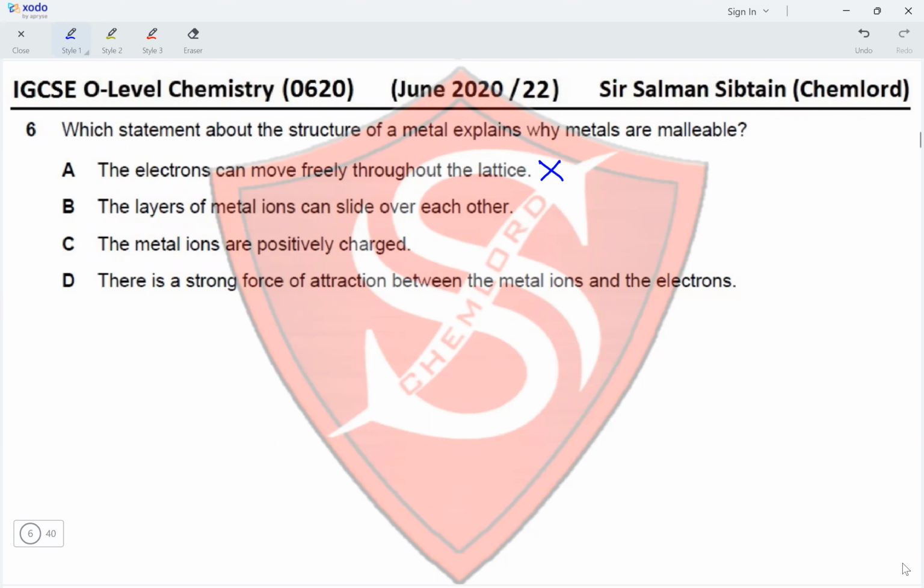The layers of metal ions can slide over each other. Yes, this is correct. And this is why they can be drawn into shapes, which means they are malleable. Next, the metal ions are positively charged. Yes, because they are more electropositive, but not an explanation of why they are malleable. And there is a strong force of attraction between the metal ions and the electrons. Yes, this is known as the metallic bond, but not an explanation of why they are malleable. Therefore, B is the correct option for this question.